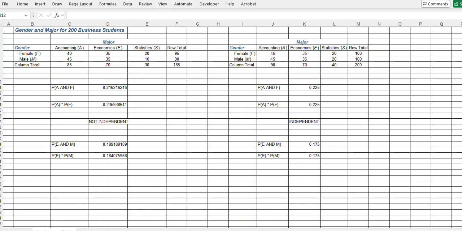whether a contingency table has independent events, in this case, major and gender, or whether it does not. So I've created two examples here to show you how this works. It does not matter which subcategory you choose to use to do your calculations with. In the first case, I'm going to use accounting and female.